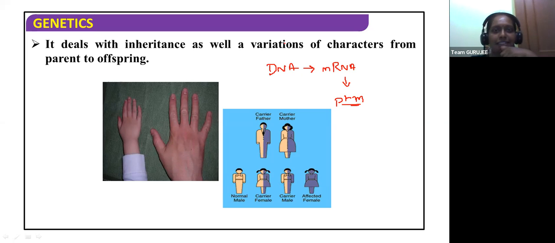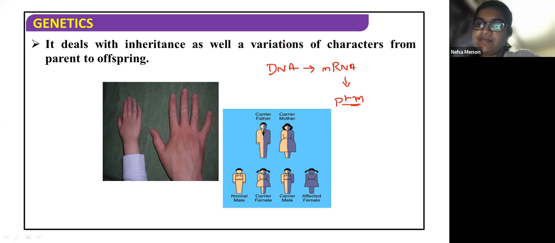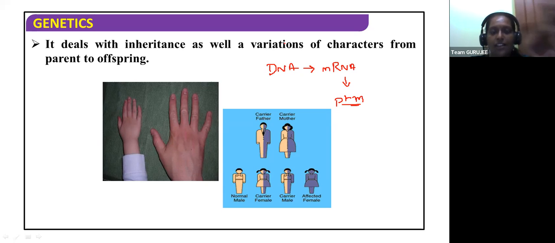tRNA, no. Transfer RNA. Only when transfer RNA comes and binds to the mRNA are you going to get the protein sequence. That's right. But it's not at that level. You have to think a little before that. So we'll start. Okay, I'll let you know the answer.